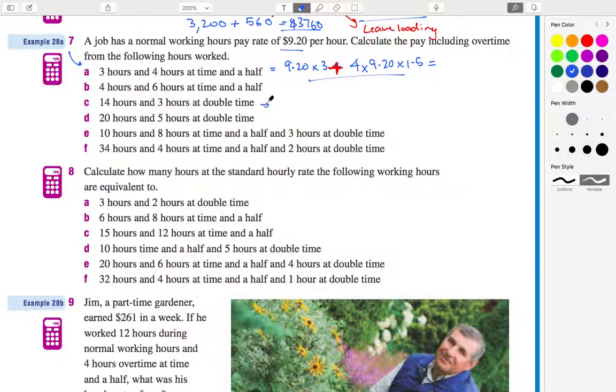Same thing for question C. We've got 14 hours normal, so 14 times 9.20, and then I'm going to write it in red, plus the overtime. So 3 hours at double time, so 3 times 2 times 9.20. Okie dokie. So that's how you do this. And the same thing for all of them. So even for this one, you're going to have a plus between those two and a plus when you add the double time, as well as the time and a half. So just don't forget, do it all separately. And also remember, working out. All right, you can't do this without working out. You have to write it all down, otherwise you're going to get confused.